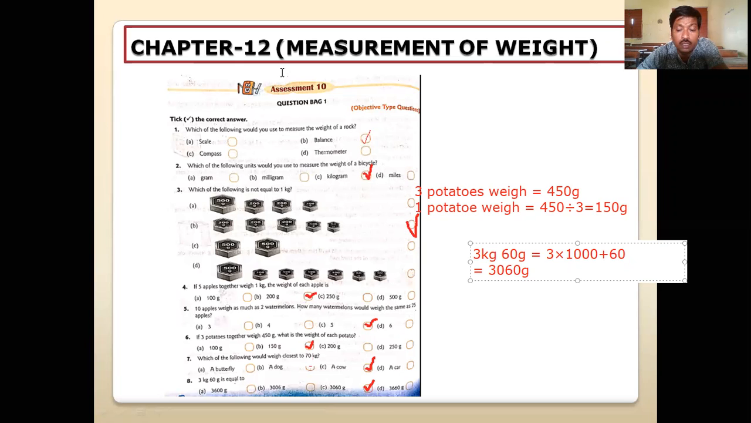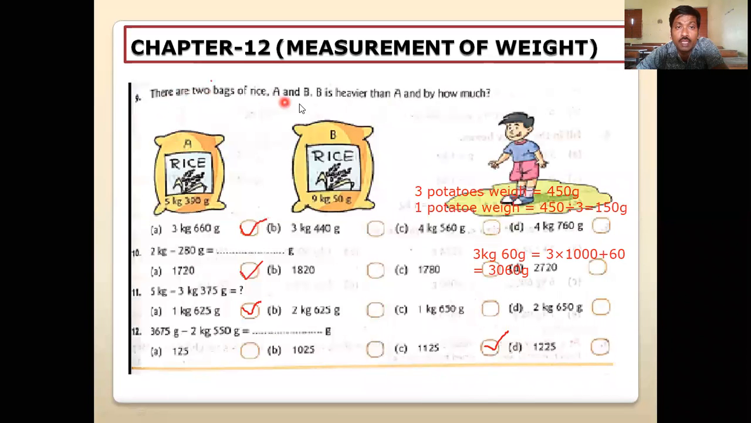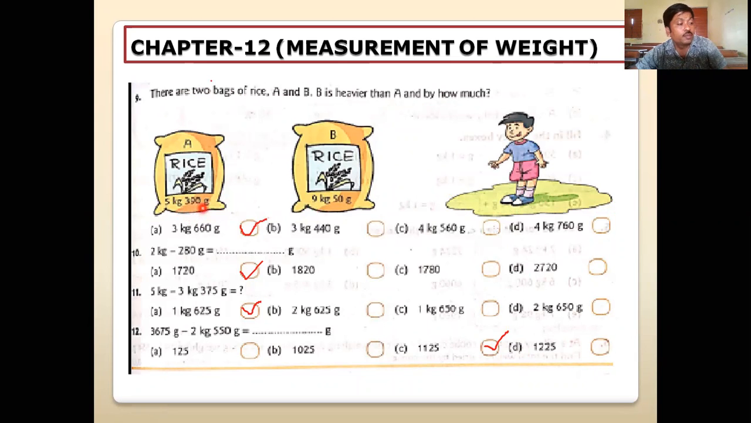Now boys, go to the next type of questions. There are 2 bags of rice, A and B. B is heavier than A, and by how much? So to find how much bag B is heavier than A, we will subtract 5 kg 350 gram from 9 kg 50 gram. Then the answer will be 3 kg 660 gram.